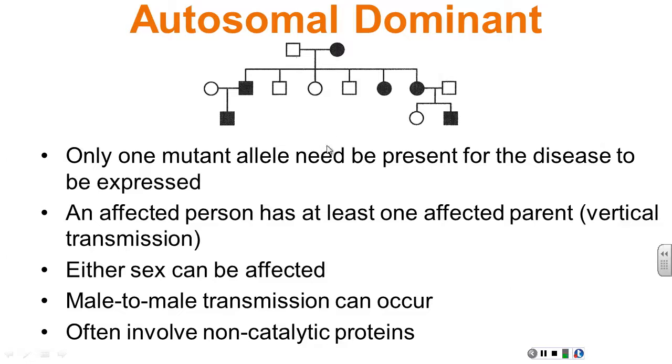But you can safely assume that new mutations are very rare, so you're not going to see a whole bunch of new mutations in a pedigree. Usually a new mutation is only going to occur once. One thing also about the autosomal dominant pedigrees is they often involve non-catalytic proteins, proteins that are not enzymes. Another way of saying it is structural proteins. When you mutate collagen, for example, that would end up showing up as a dominant disease. And we'll explain why that is in a second.